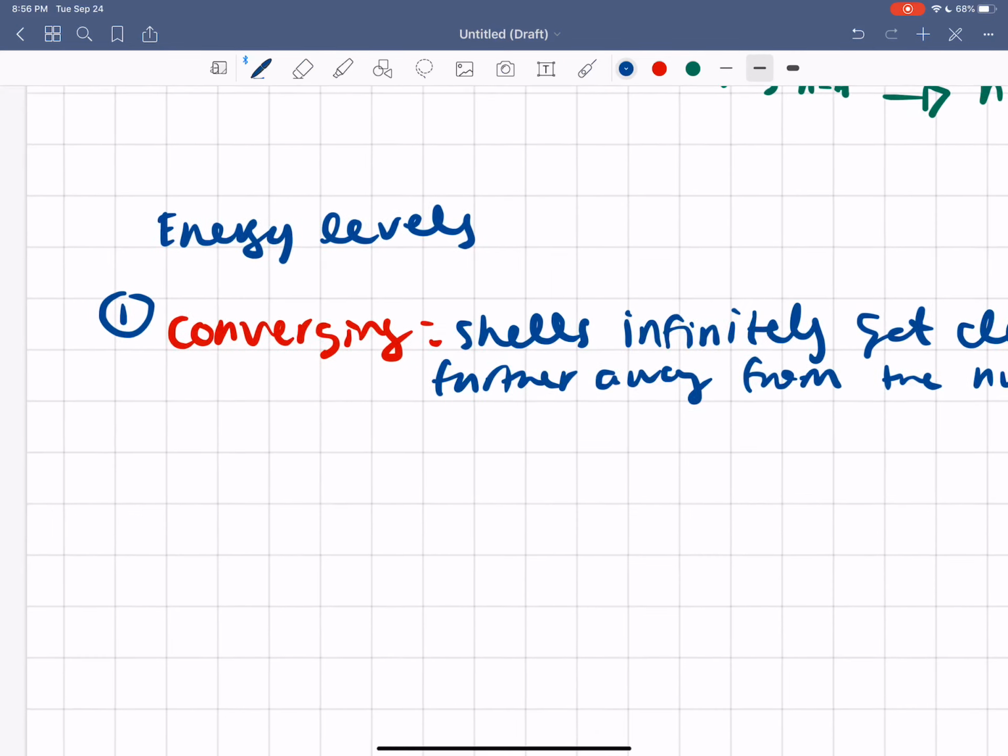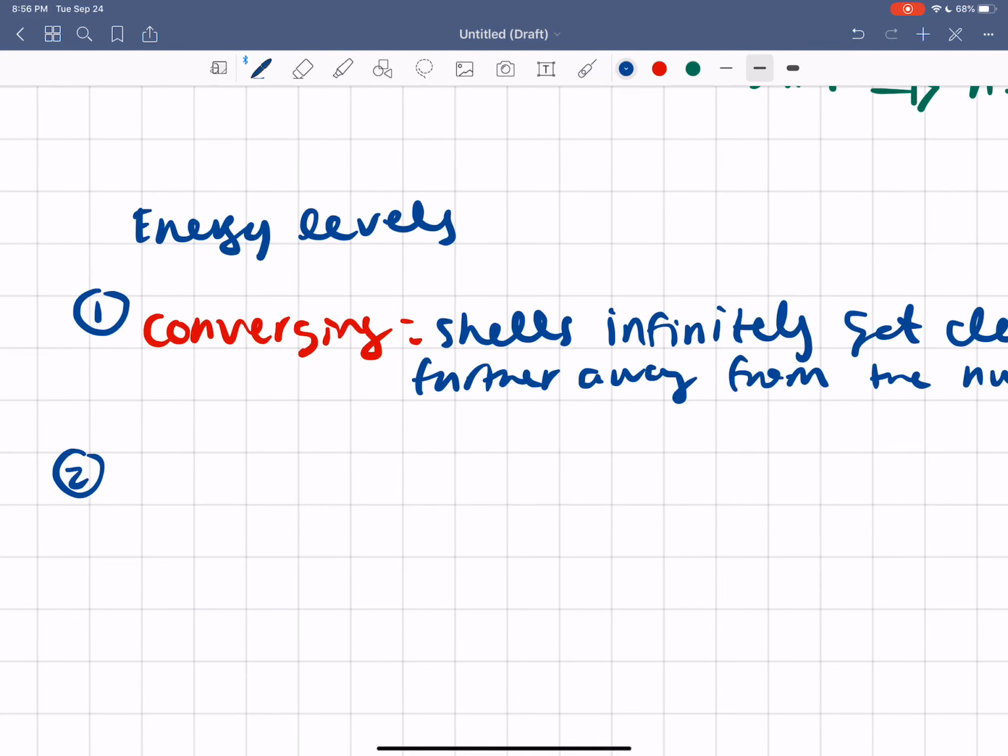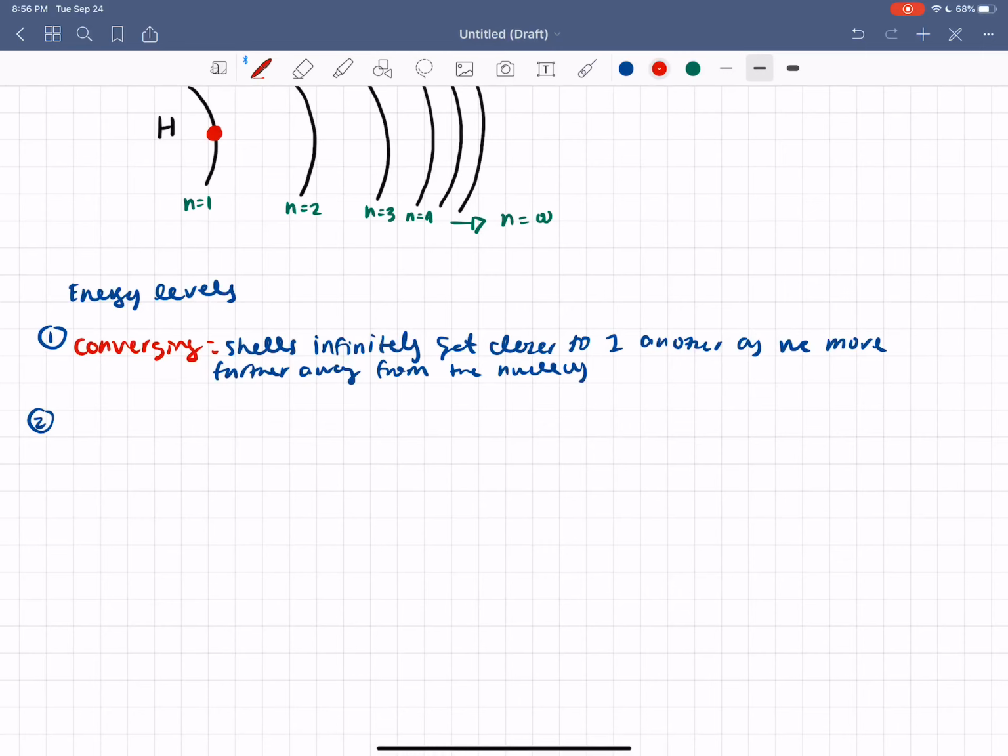The second property about energy levels is that energy levels are concentric. This means that shells exist in between one another, or they exist within one another.